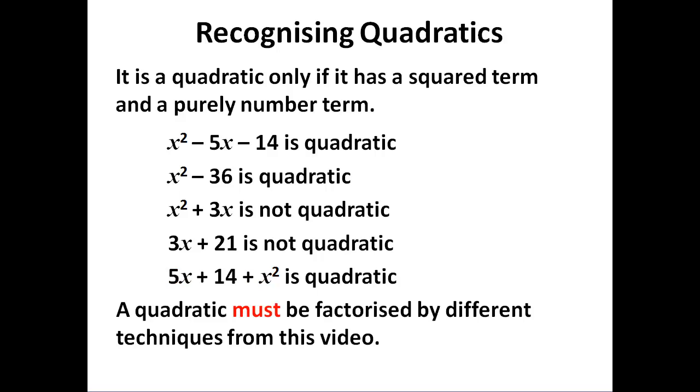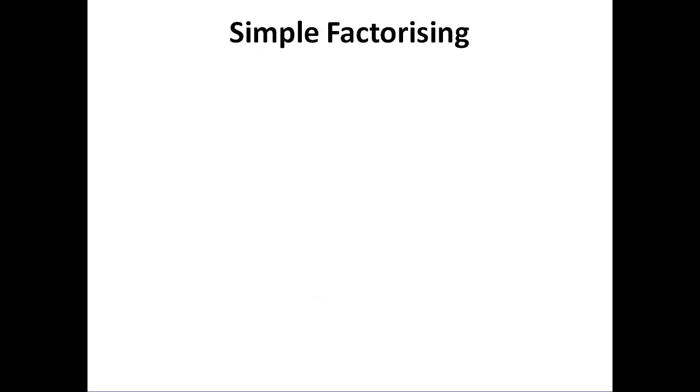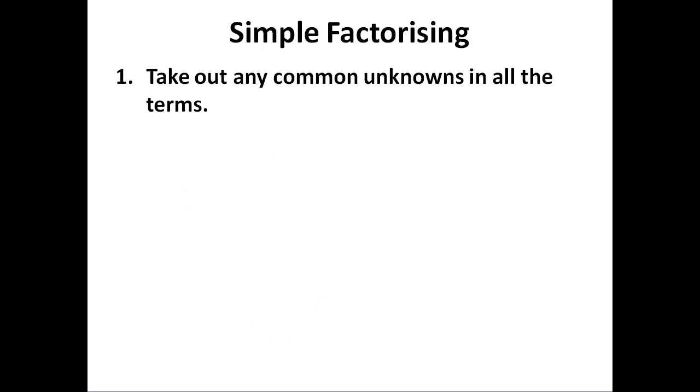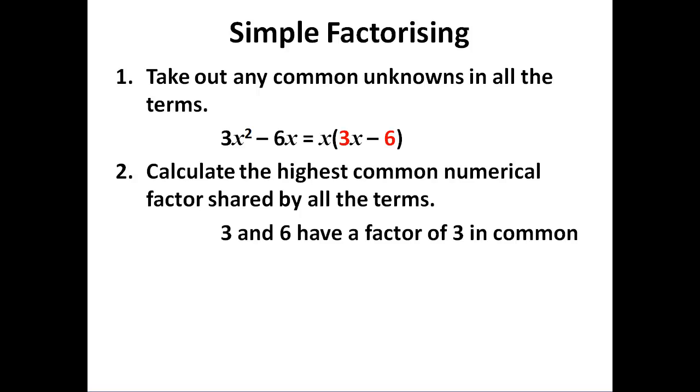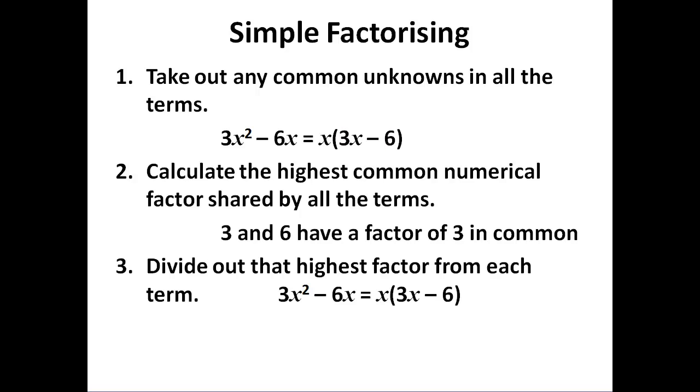They must be factorised by a different technique. So in the simple cases we take out all the common unknowns in all the terms. So in this case we take out the common x. Then we find the highest common numerical factor shared, and for 3 and 6 it's 3. We divide that out and we have our answer.